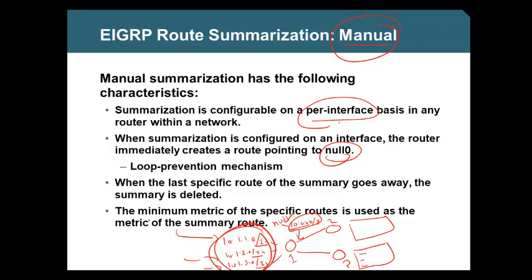So EIGRP is designed to generate a static route pointing towards null zero. Now that route is what is going to be advertised to this router. Now when will this summary route go? How many specific routes do you have? 1, 2, 3. When all these three go down, only then the summary will get deleted from the routing table and that summary will stop being sent.